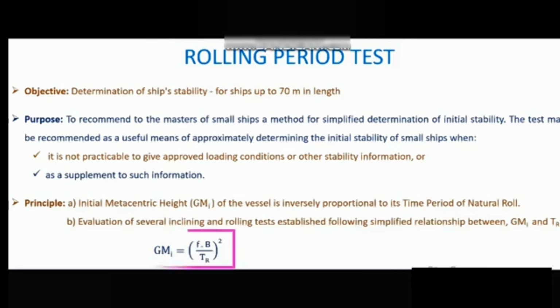Okay. There is no derivation for this formula. Such formulae are called empirical formulae, which have been arrived at through experiments, based on the same formula but further simplified for use on small ships or for rapid use by the master. GM initial is equal to F into B upon TR whole square, where F is the rolling coefficient of the ship, B is the breadth, GM you all know is the initial metacentric height, and TR is the period of roll.